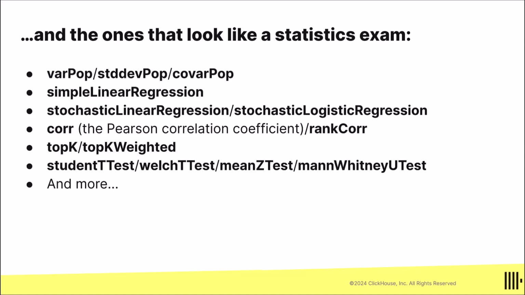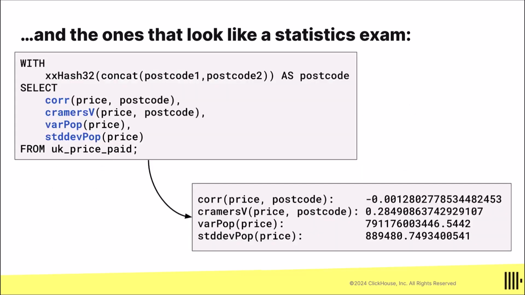If you look at some of the other ones, they start to look like a statistics exam, and this is where ClickHouse really pays off. In my opinion, these functions are what push ClickHouse to another level. The fact that I can very easily compute the Pearson correlation coefficient between two columns by simply calling that function is really convenient, really handy. I can do population variance, population standard deviation, population covariance, simple linear regression. It very much looks like a statistics exam.